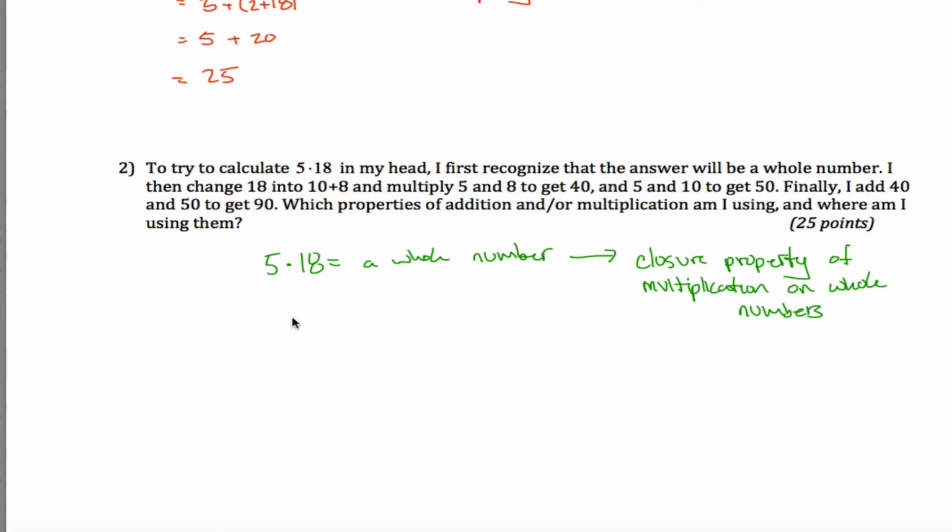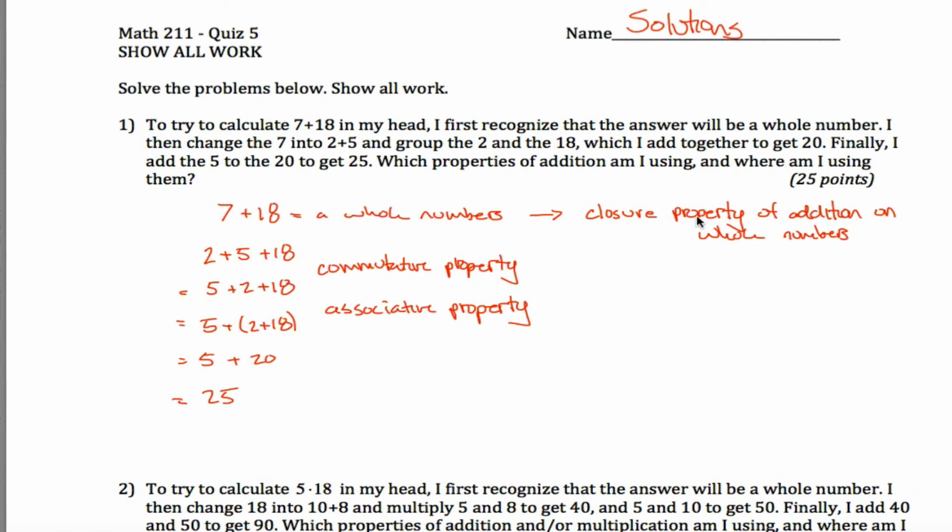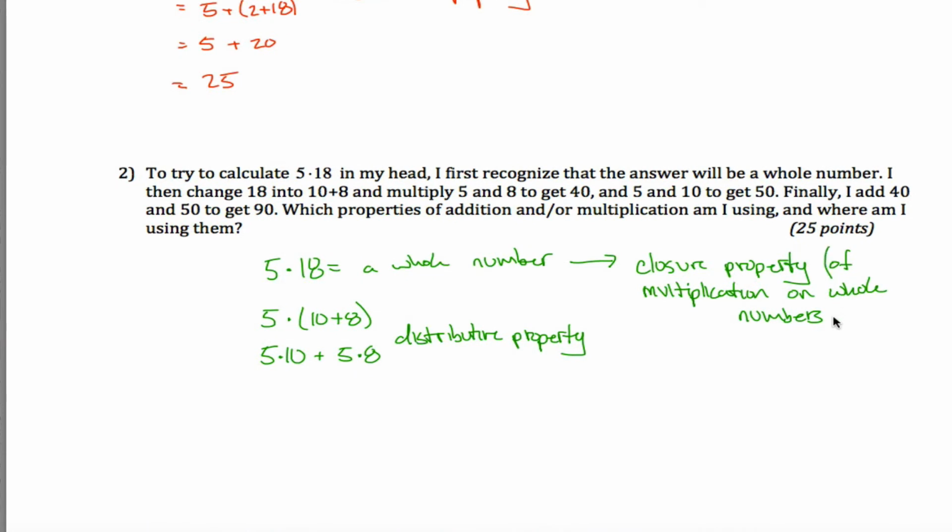Okay, from there I changed the 18 into a 10 plus an 8. So I got 5 times 10 plus 8. And then I multiply the 5 and the 8 to get 40 and the 5 and the 10 to get 50. So I changed this, instead of 5 times 10 plus 8, I changed it to 5 times 10 plus 5 times 8. That right there is what's called the distributive property. And actually what I'm going to do is put this parenthetically, because if you just write the closure property, I'm fine with that. And similarly, this is the distributive property, technically the distributive property of multiplication over addition.